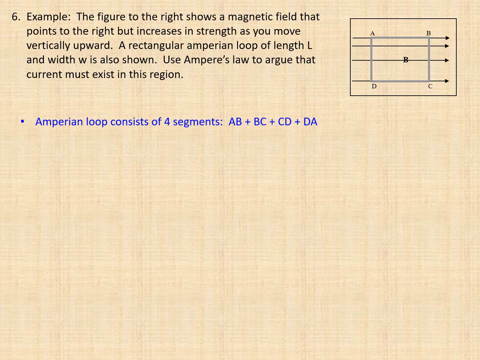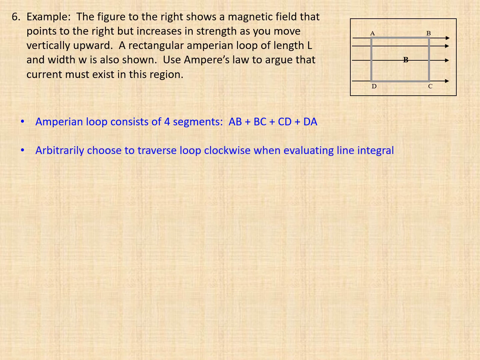Now we can break up our Amperian loop into 4 segments. We'll call them AB, BC, CD, and DA. Note that the sum of these 4 segments constitutes a closed loop, a requirement in applying Ampere's law. We will arbitrarily choose to traverse the loop in a clockwise direction when evaluating the line integral, although this choice is purely arbitrary. We could have chosen the counterclockwise direction if we so desired.